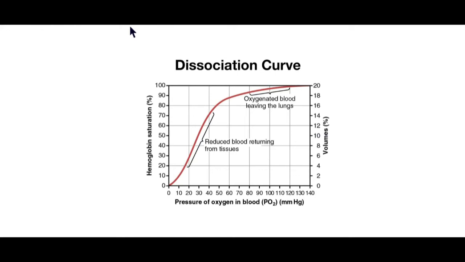So your hemoglobin is going to become less saturated, which means that you're going to have less oxygen actually bound to the hemoglobin. This is going to turn out to be a very good thing because you want oxygen to be released so that carbon dioxide can bind to the necessary binding spots and allow for it to be removed from metabolically active tissues.